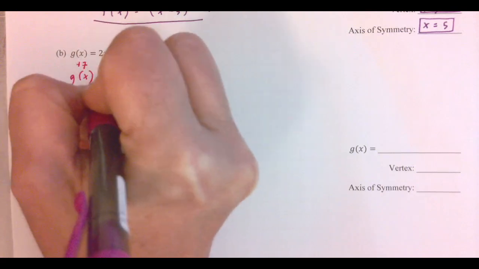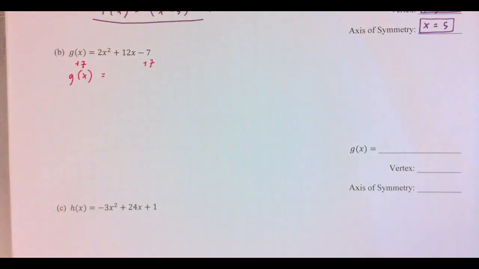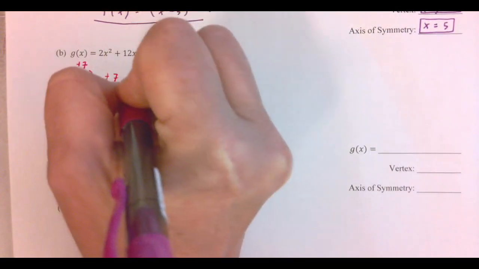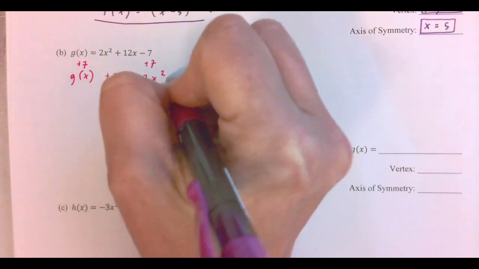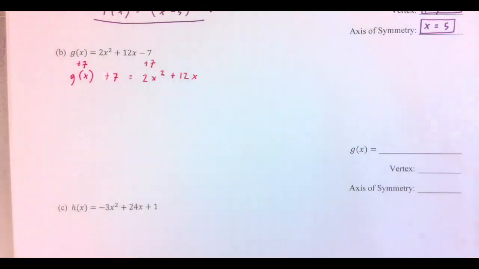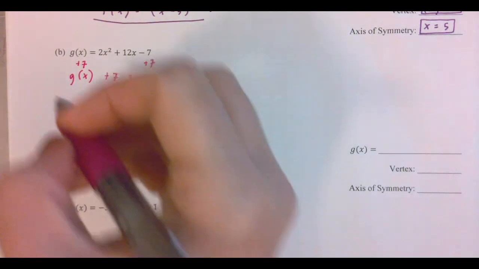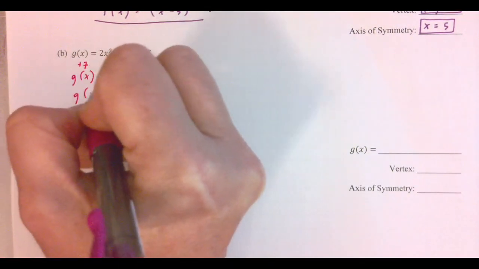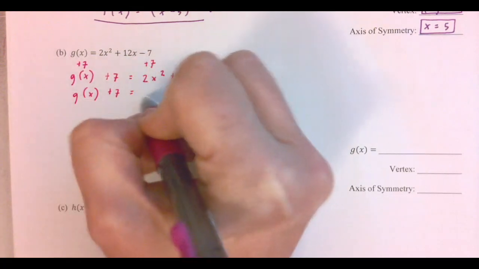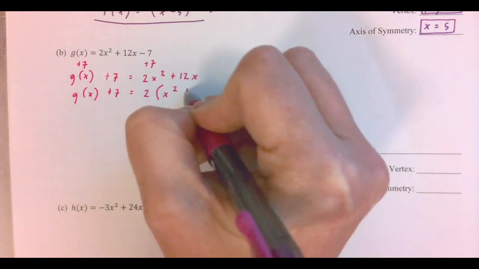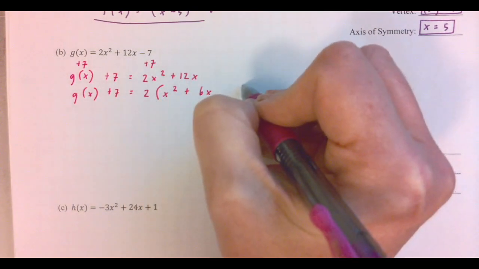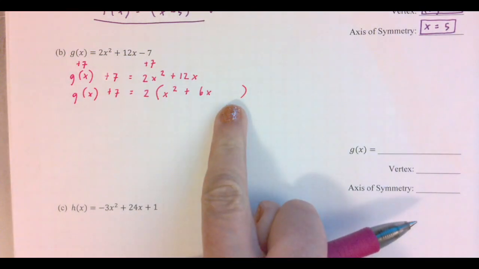So g of x plus 7 is equal to 2x squared plus 12x. Okay, now before I can complete the square, I have to divide out that coefficient of 2. So g of x plus 7 equals 2 times, in parentheses, x squared plus 6x. I'm just leaving myself room to complete the square.